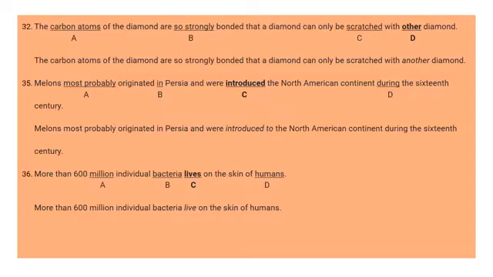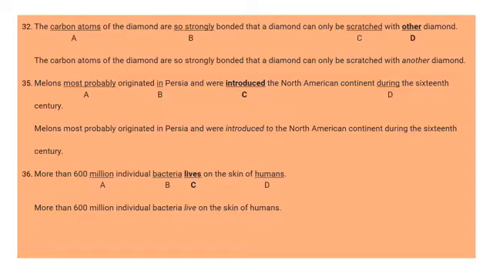More than 600 million individual bacteria live on the skin of humans. My best answer in here, or the error in here, is in C. The rule of agreement. This sentence has an agreement error.